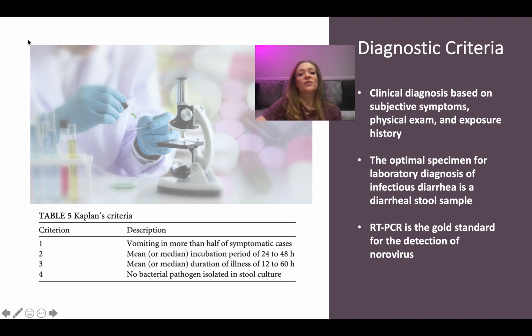And now we get to our diagnostic criteria. A diagnosis is pretty much made clinically based on subjective symptoms, physical exam, exposure history, and absence of alarm signs and symptoms, alongside findings that coincide with gastroenteritis as well, which could be ingestion of untreated surface water, potentially contaminated food, or a known gastrointestinal irritant, recent travel, or contact with infected people.